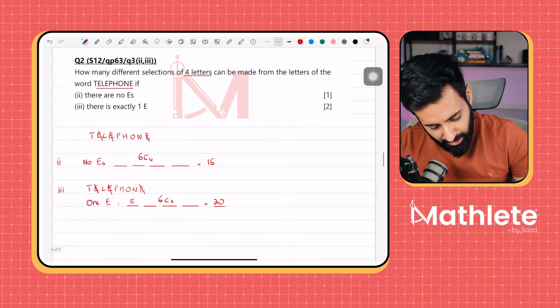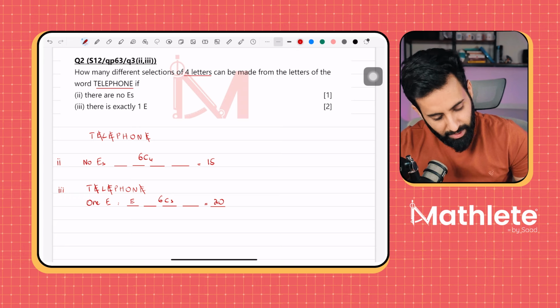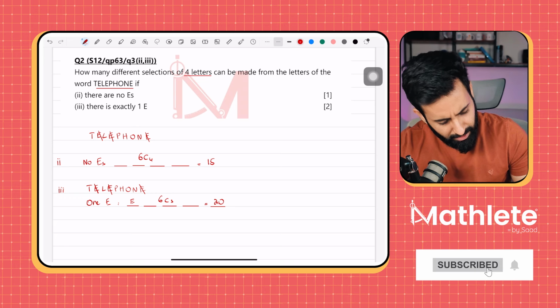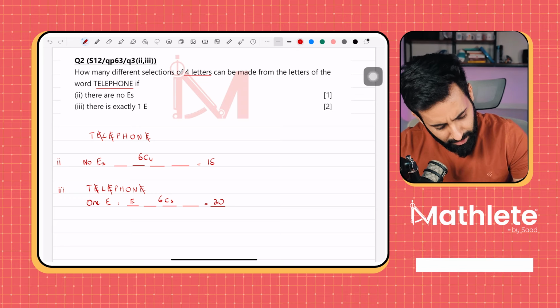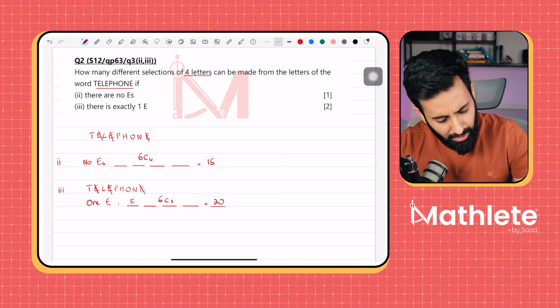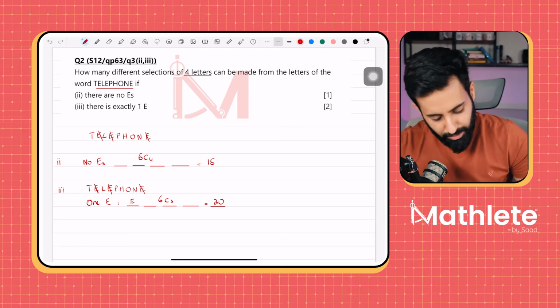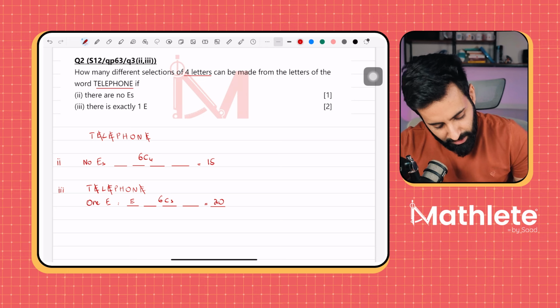So that means altogether, we can select 4 letters where there is exactly 1 E from the 9 letters. Okay, it's irrelevant, actually, how many letters in total, because we have to see what we're left with after we've fulfilled the condition. But yes, there are 9 letters. So 15 plus 20, that's equal to 35. So that means this can be done 35 ways.